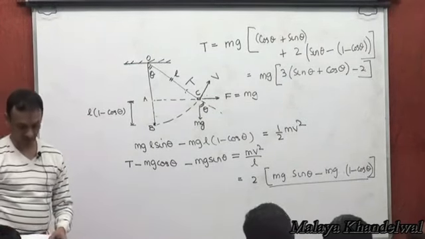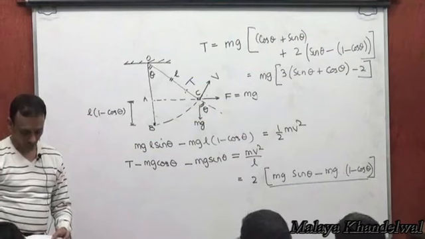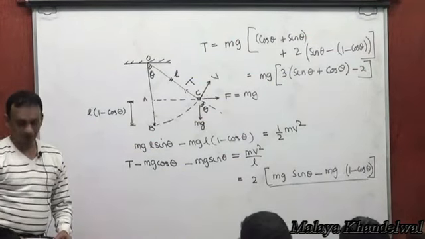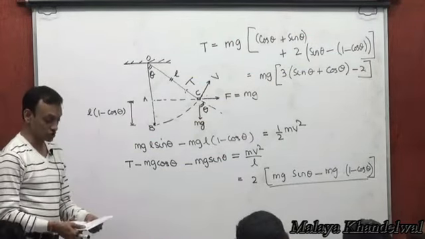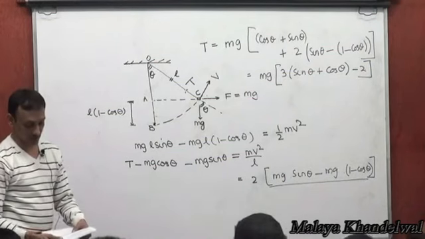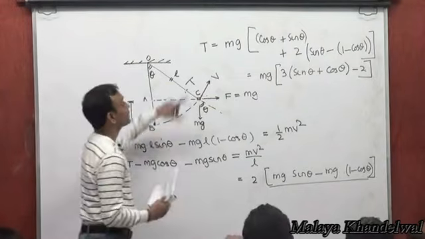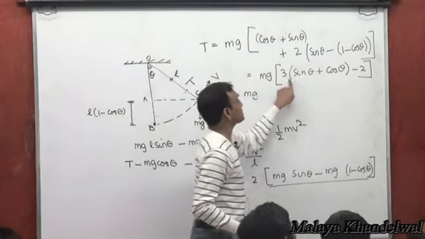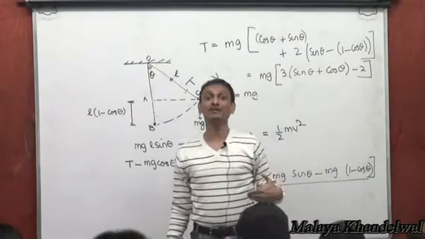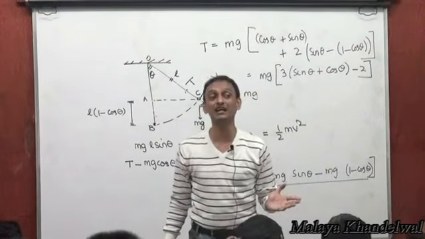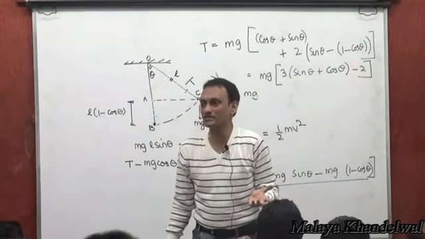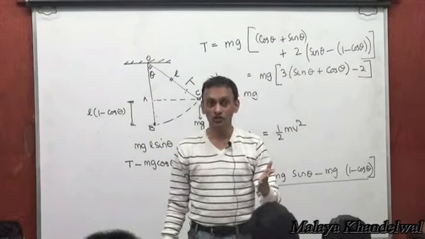Now what is it that we need? Find the maximum possible tension in the string. Find the maximum, that's part B of the problem. Find the maximum possible tension in the string. Now, T would be maximum when sin theta plus cos theta is maximum. When is sin theta plus cos theta maximum? When theta is 45 degrees. Sin theta plus cos theta is maximum when theta is 45 degrees.